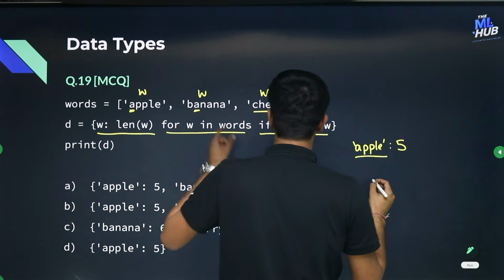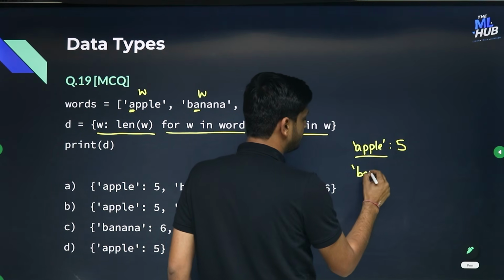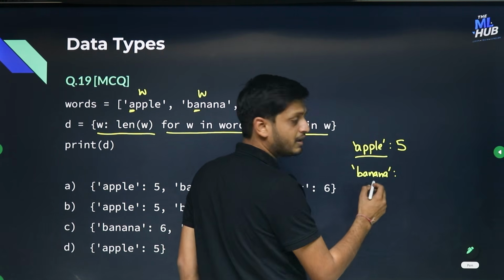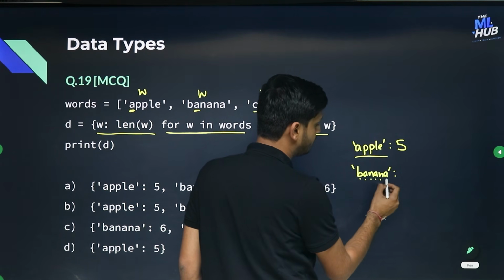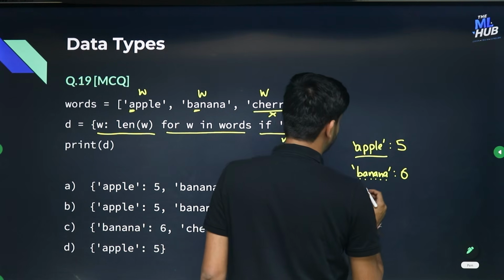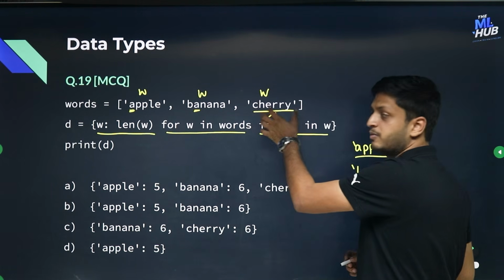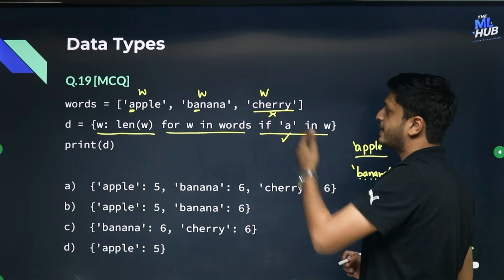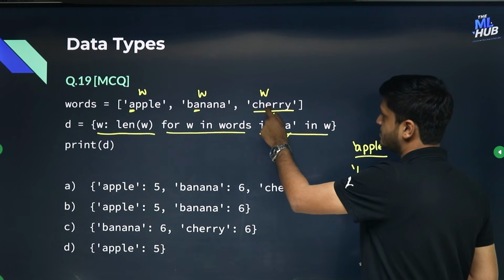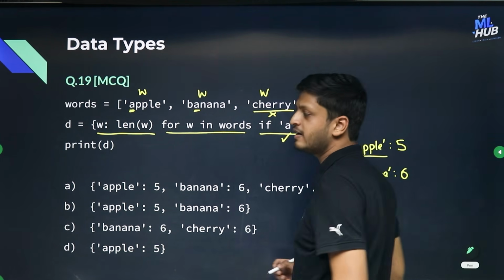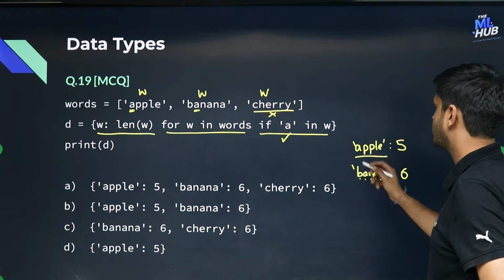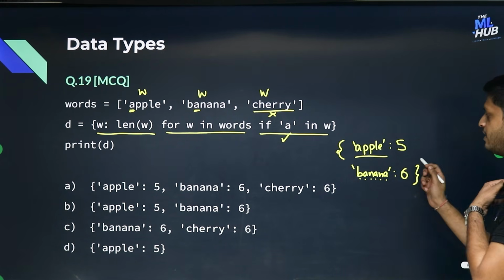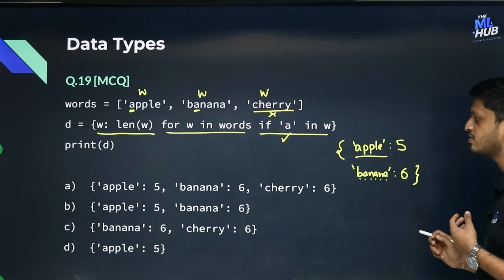Then when W becomes banana, then also it will be added. The key will be banana and the length is 1, 2, 3, 4, 5, 6 characters. Then when W is cherry, since this condition will fail because A is not present inside the word, for cherry we will not add it in the dictionary. Only these two will be added in the dictionary, apple and 5 and banana and 6. The key is apple, value is 5, the key is banana and value is 6.